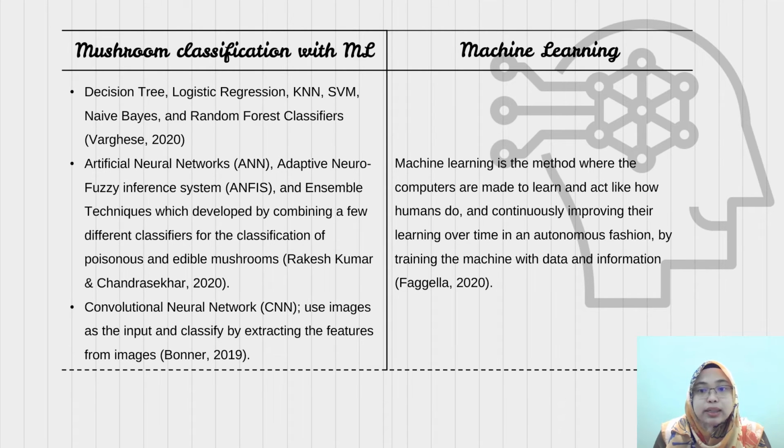The next one is machine learning. Machine learning is the method where computers are made to learn and act like how humans do, and continuously improve their learning over time in an autonomous fashion by training the machine with data and information.